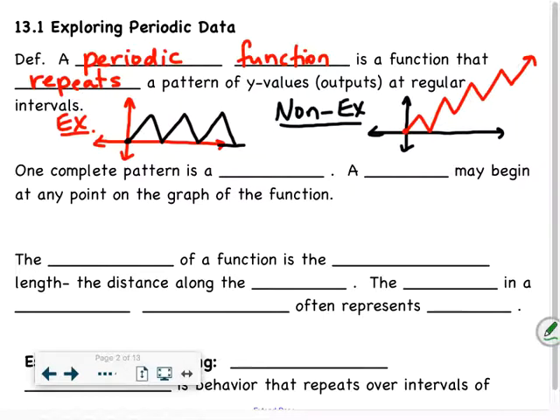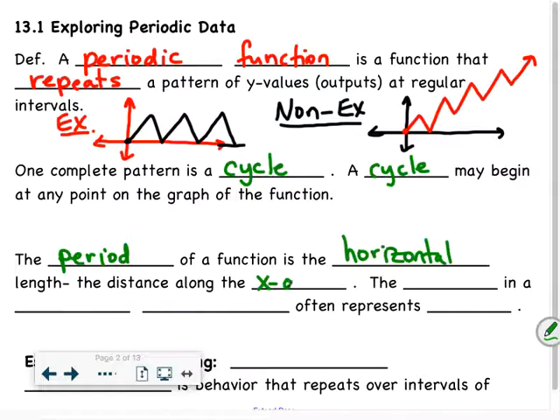One complete pattern is a cycle. A cycle may begin at any point on the graph of the function. We're going to do several examples where we practice this idea. The period of a function is the horizontal length, the distance along the x-axis.